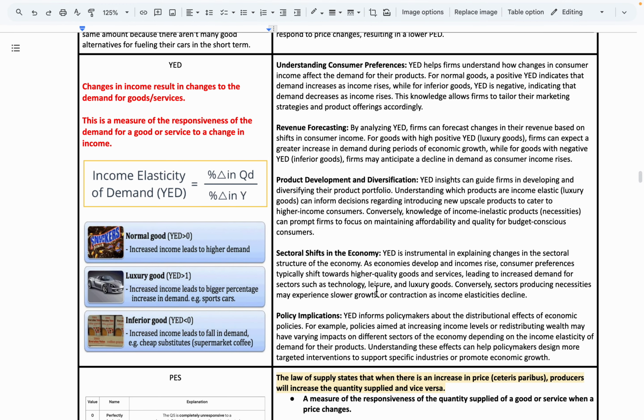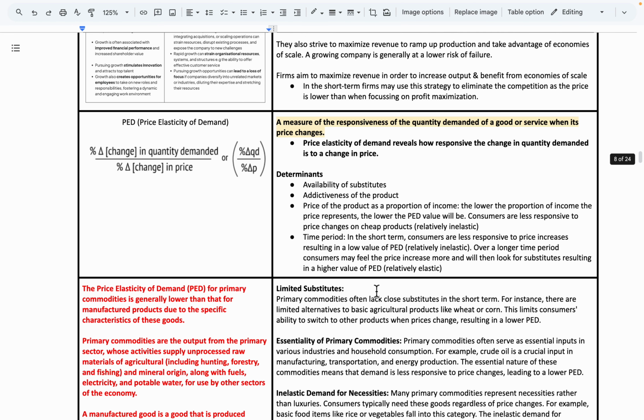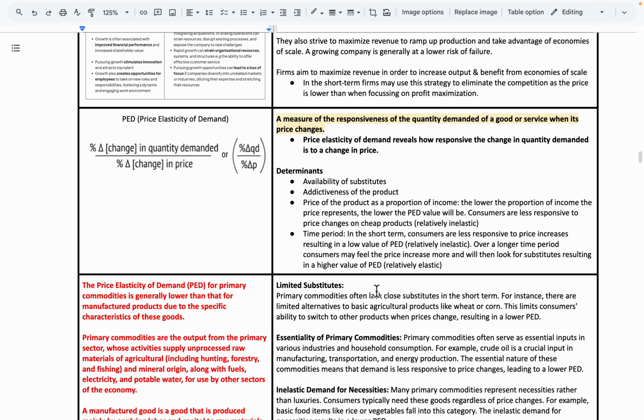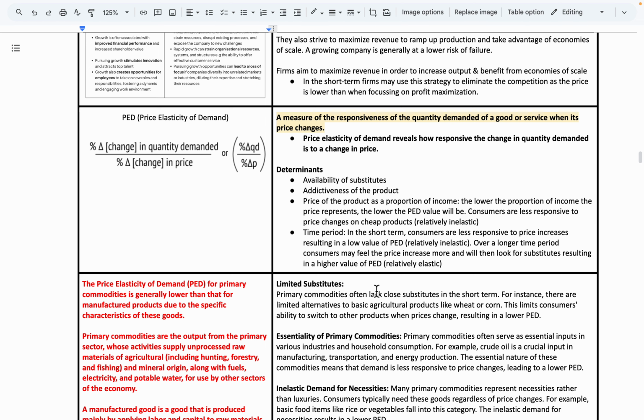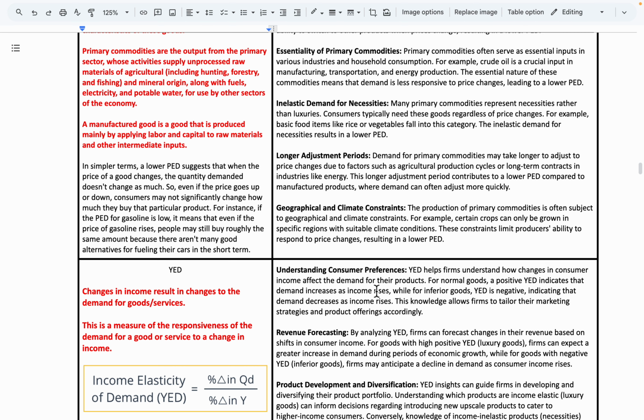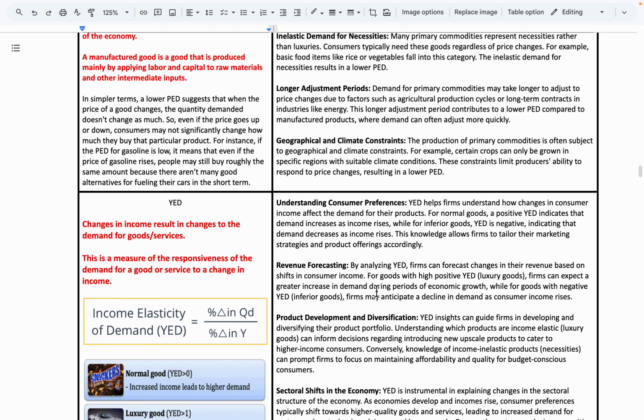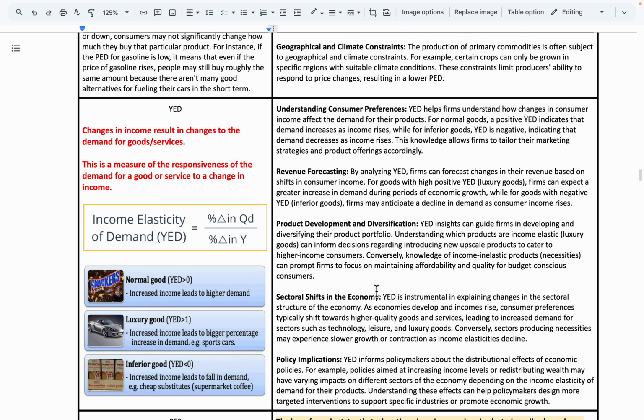Okay, now let's look at YED. So YED is income elasticity of demand. And like you would think, yes, it means something similar to a measure of responsiveness of the quantity demanded of a good or service when income changes. Okay, so this is a measure of responsiveness to income.